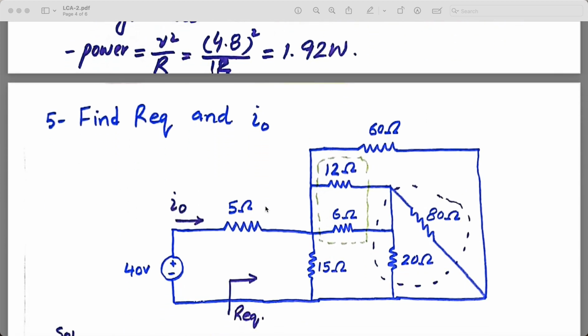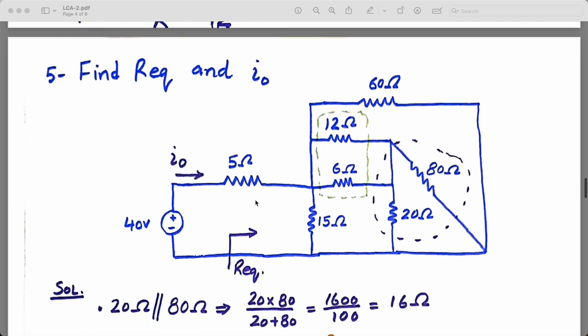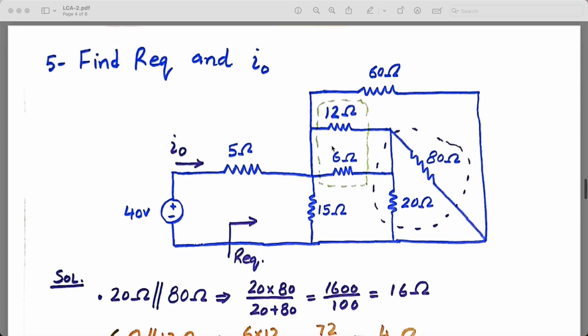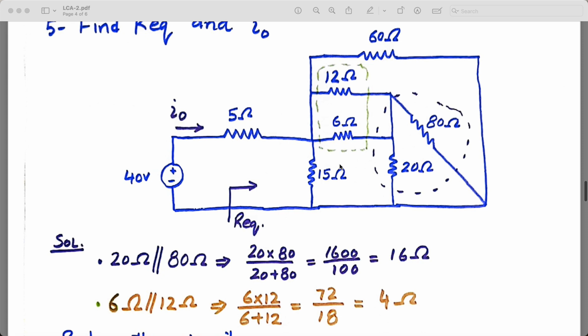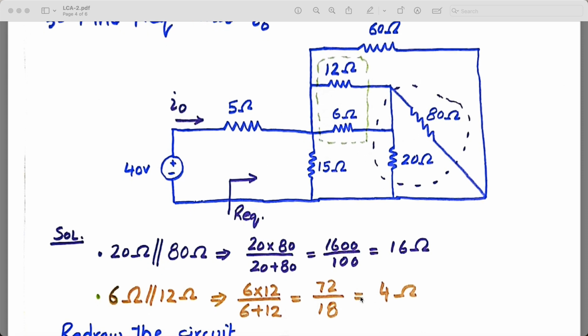Okay, another combination of circuit. Another example, you need to find R equivalent and I naught from this circuit. So this is I naught, unknown, and R equivalent is unknown. From this circuit you can see that 80 and 20 ohm are parallel. The answer of that parallel combination is 16 ohm. 12 ohm and 6 ohm are in parallel. The answer of that parallel combination is 4 ohm.